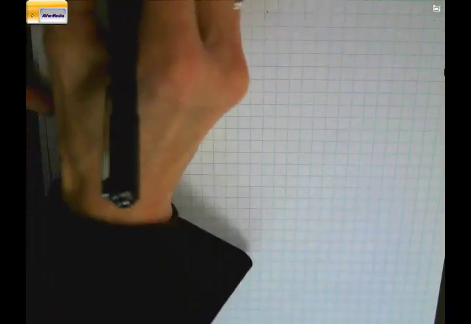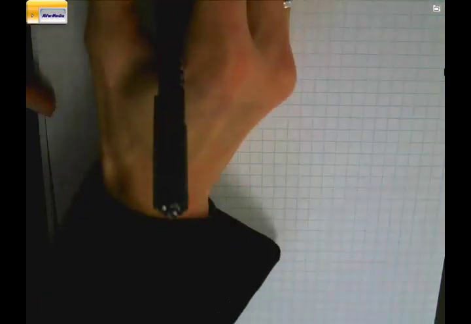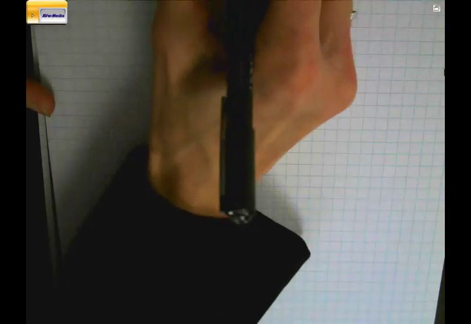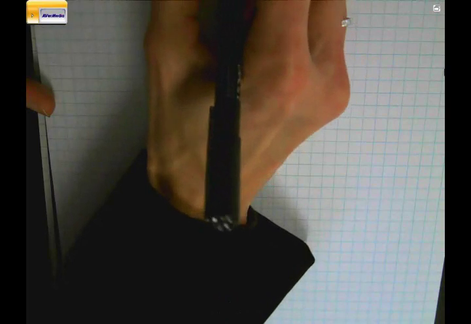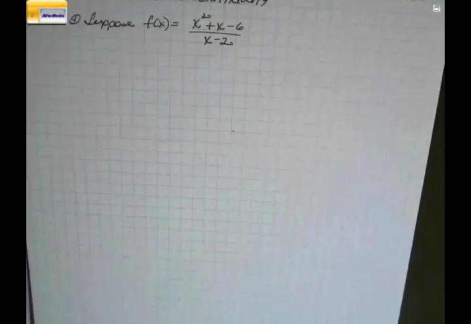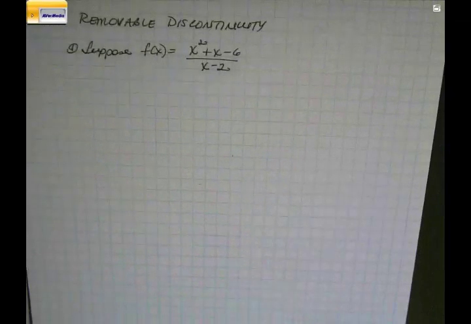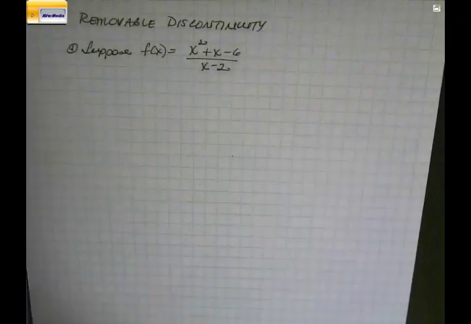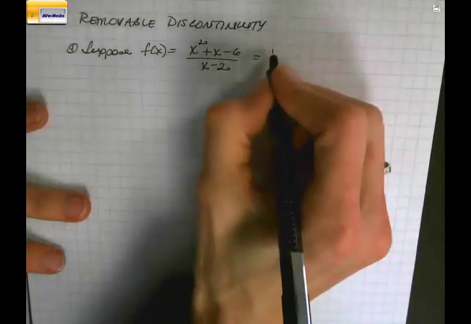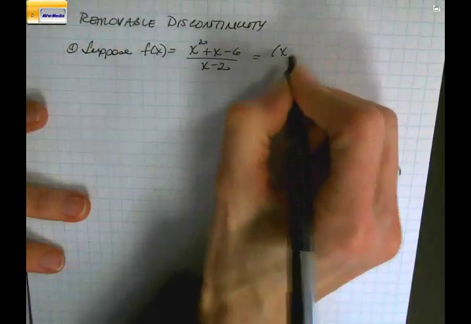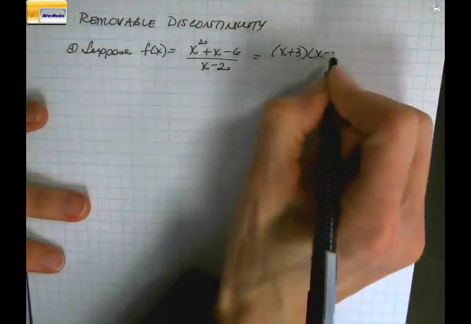Okay, so here we go. Suppose we have your function equaling x squared plus x minus 6 over x minus 2. Either this thing has a vertical asymptote of x equaling 2 or a hole. So the only way we can figure that out is if we factor it. So if we factor it, this would be x plus 3 times x minus 2.